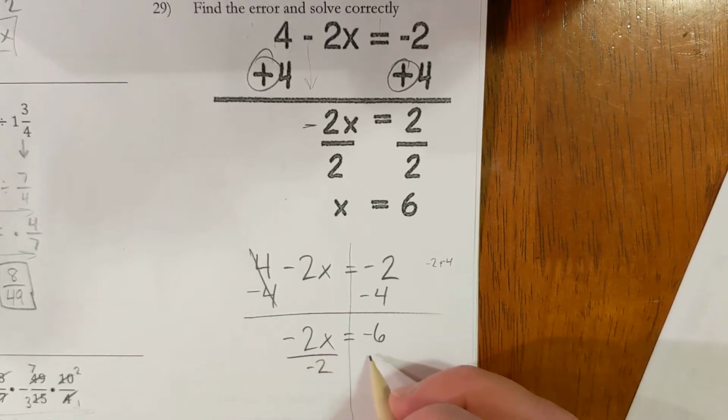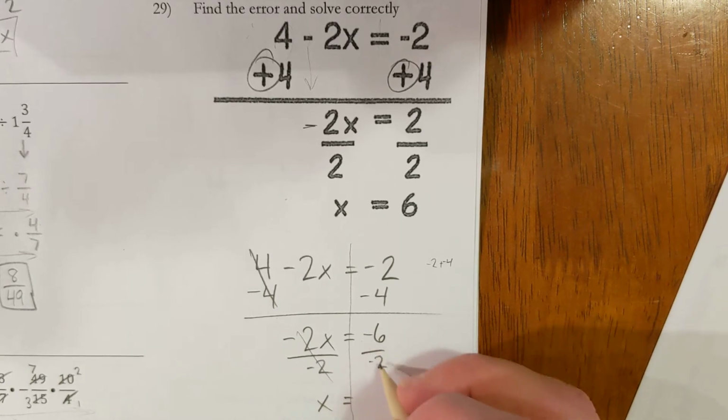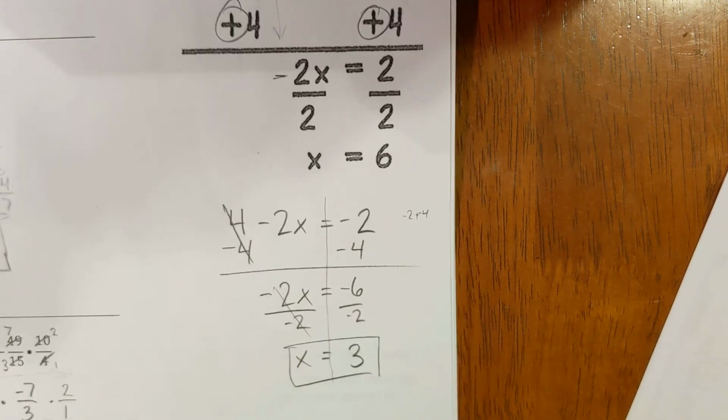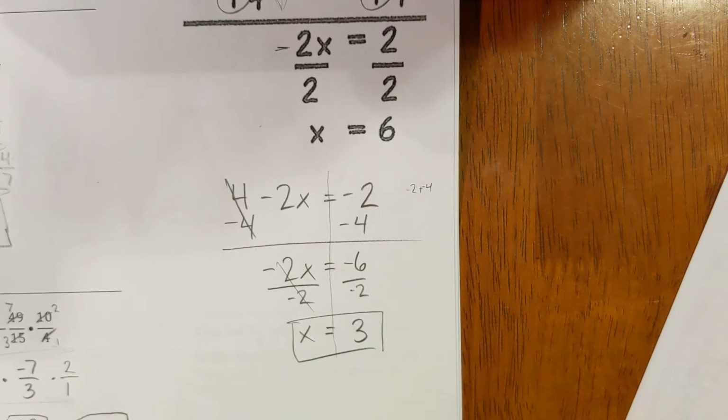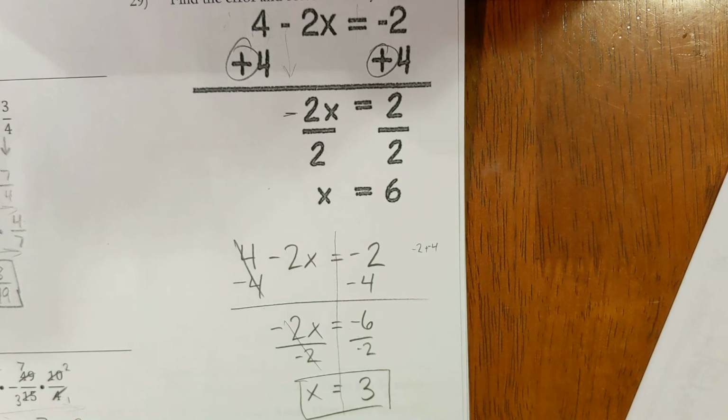And now we can divide by negative 2. So x is equal to negative divided by negative is a positive. The answer is a regular 3. All right, so that's how we do that problem. Like I said, there's actually 2 errors there. And that is it for the whole entire study guide.